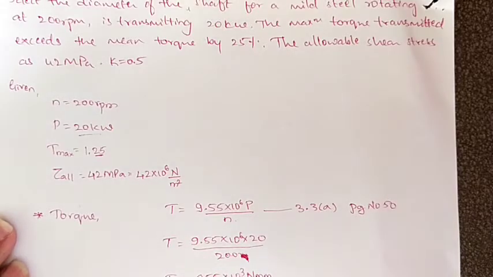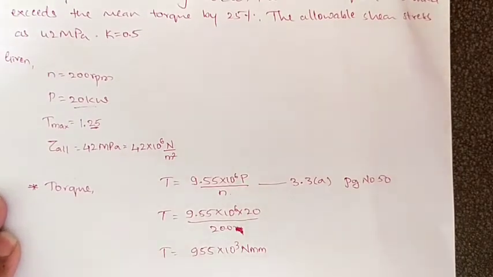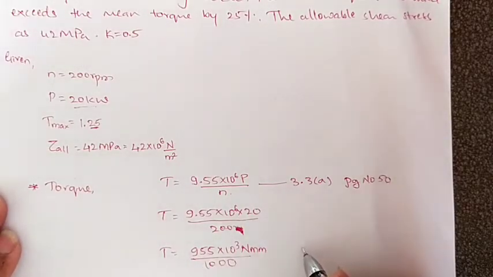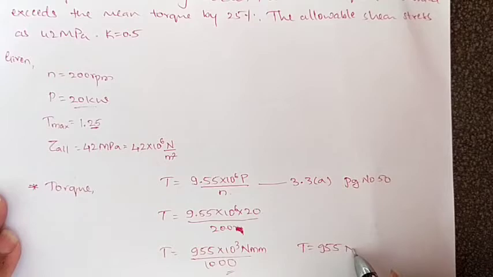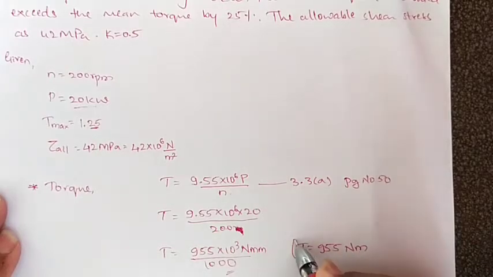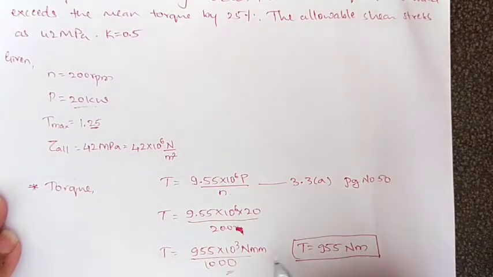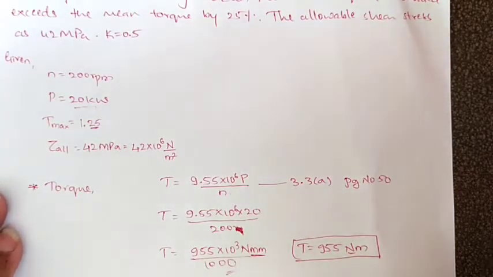Always you will get it in Newton millimeter. 955 into 10 raised to 3 Newton millimeter. Just divide it by 1000. So you will get torque as 955. Always you have to divide by 1000. So 955 Newton meter. Why we have divided by 1000 is to convert this Newton millimeter to Newton meter. So always in all the problems you have to divide it.